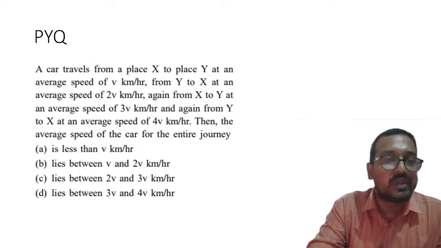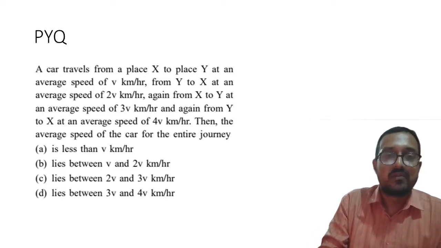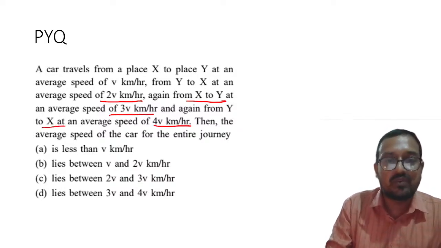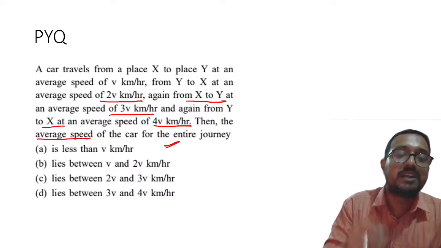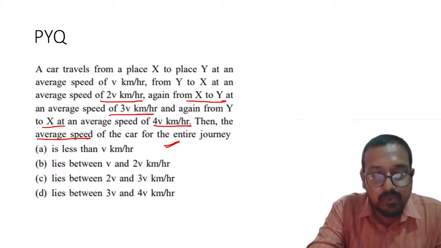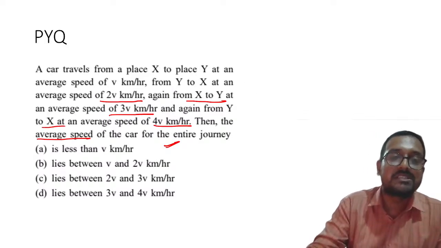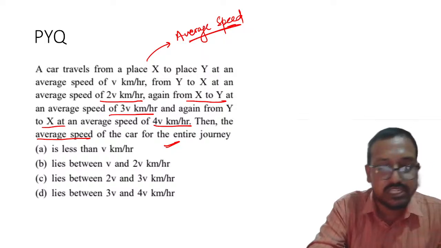The second question which we are going to take is: a car travels from X place to Y at an average speed of V kmph, from Y to X at an average speed of 2V kmph, again from X to Y at 3V kmph, and again from Y to X at 4V kmph, right? Now, my dear students, you have to tell the average speed of the car for the entire journey. This is another question which is extremely important and good as well. Please take a note of this. The third question, please remember, is called average velocity, average speed or velocity. So that is the area from where this question has been asked.